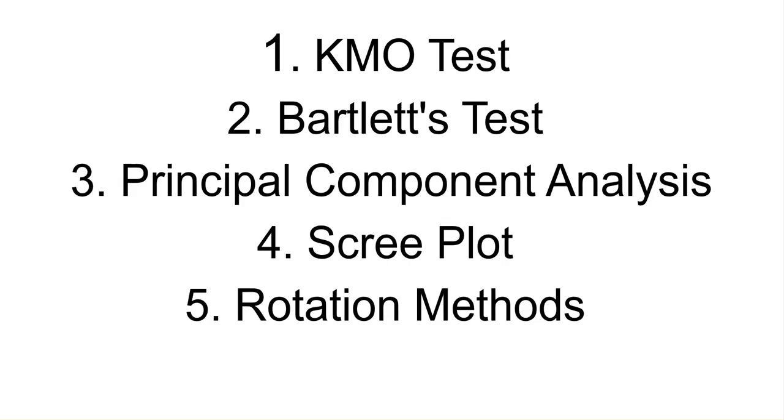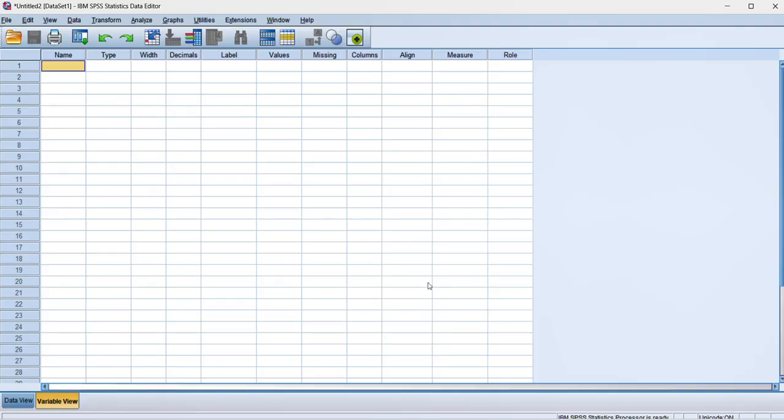To discuss factor analysis, we will discuss in detail the various components and tools of factor analysis like KMO test, Bartlett test, principal component analysis, rotation methods, Scree plot, and their interpretation. So, to perform factor analysis, we will first add data.